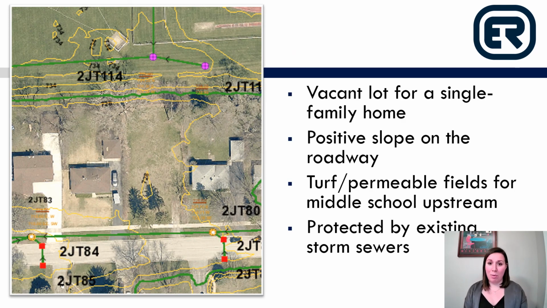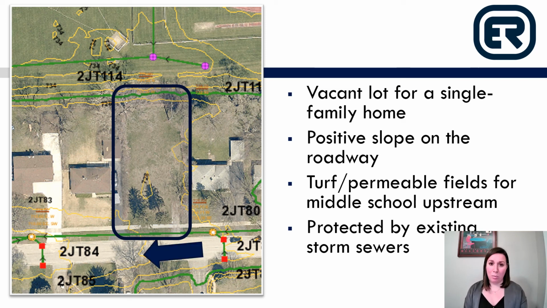In this example, we look at a vacant lot where a single-family home was built. But because the design was below the municipality's threshold for a BMP, an analysis of the tributary area was not required. The site appeared to have positive slopes, there's a permeable upstream neighbor, and there are storm sewers around the existing site.